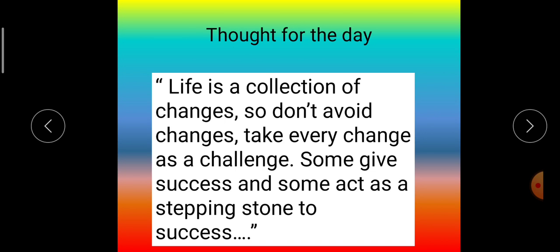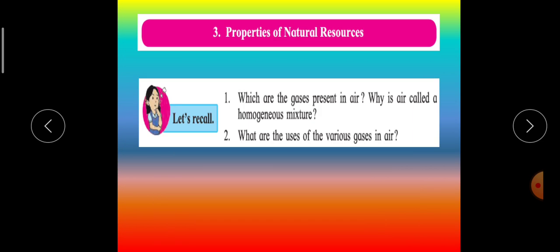With this thought, let's get started with the third chapter in science: properties of natural resources. Let's recall. Which are the gases present in air? Children, try to recall. Last year, in your very first chapter on natural resources, you had studied about air. Layers of atmosphere. Now, what is this air?